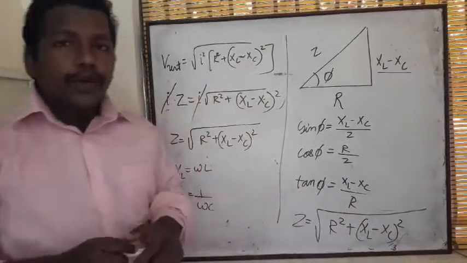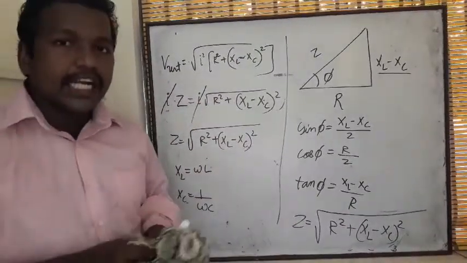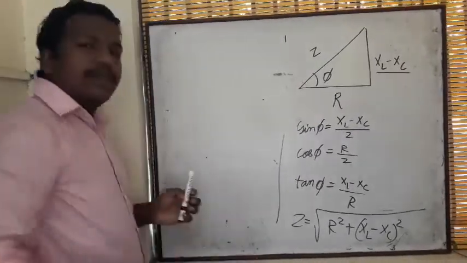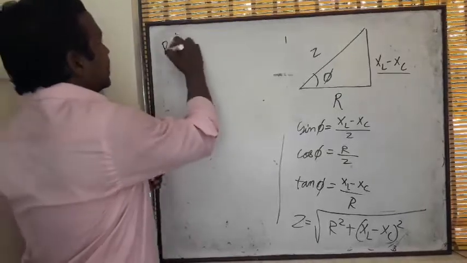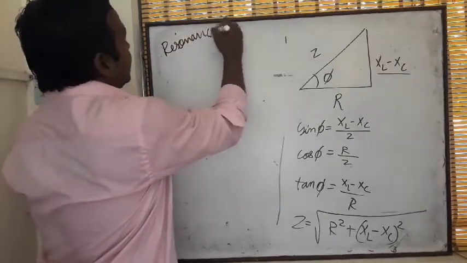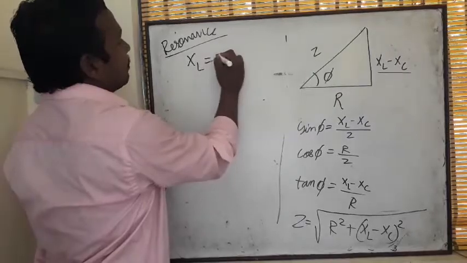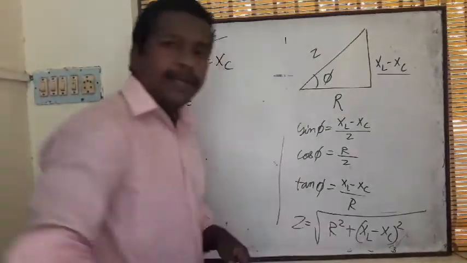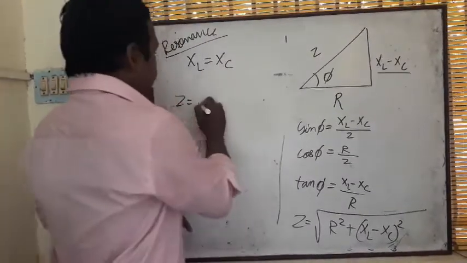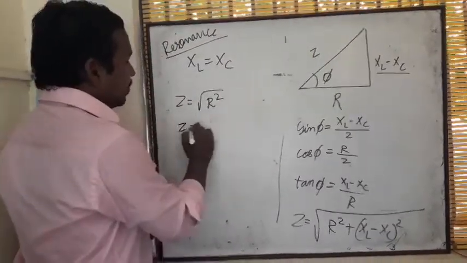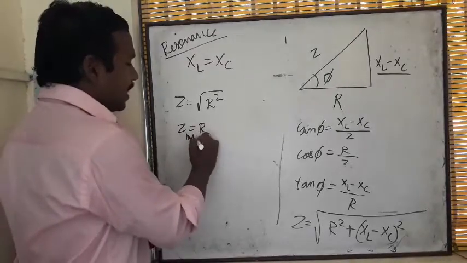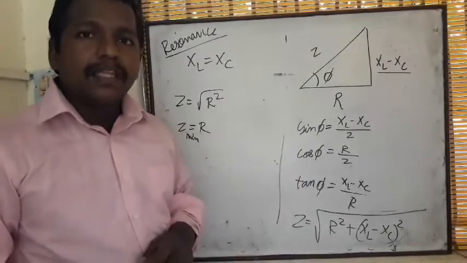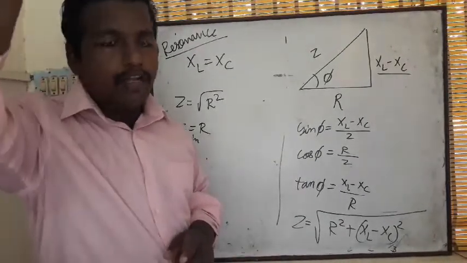Now I am going to show you how the resonance condition is formed. At resonance condition, the resistance will be very minimum. At resonance, XL is equal to XC. So Z, with XL and XC equal, gets cancelled: Z is equal to root of R square, so Z is equal to R. The resistance is going to be minimum when the resonance condition happens. If resistance is minimum, the current flow will be maximum. The power will also be maximum.